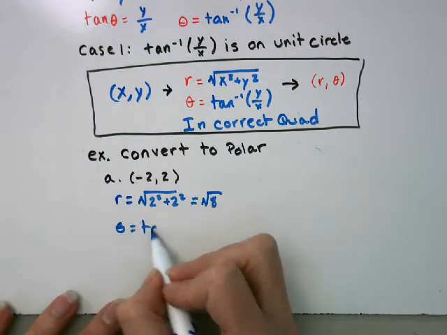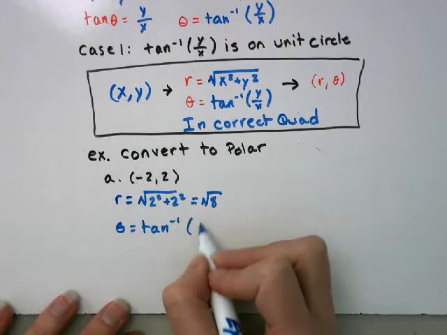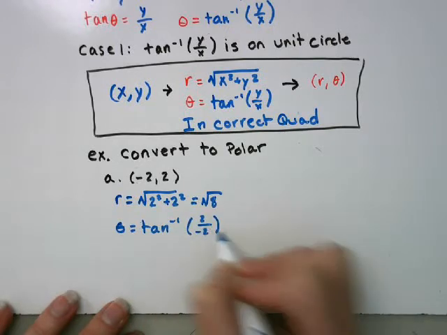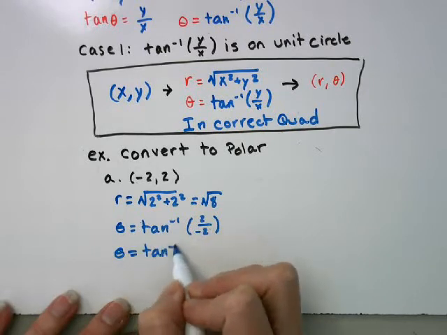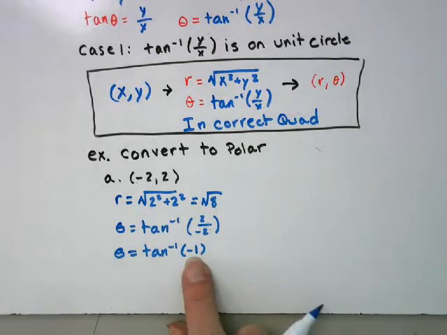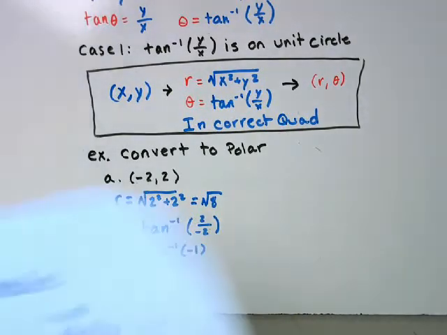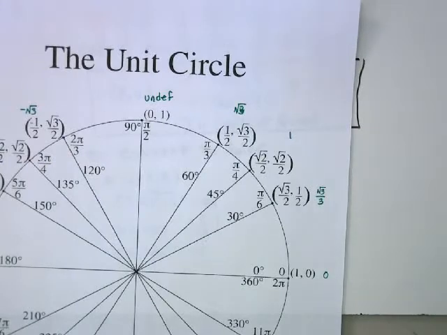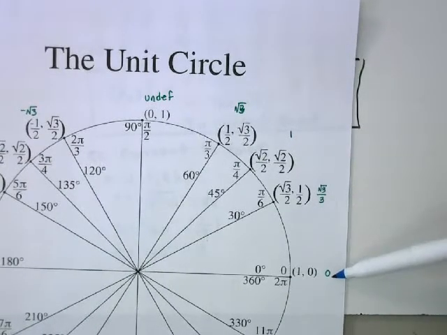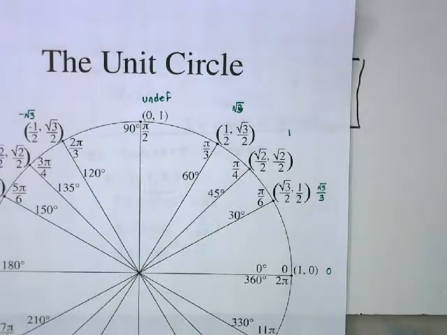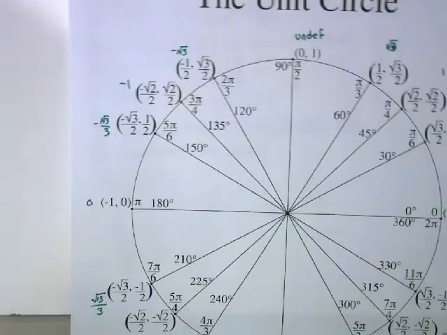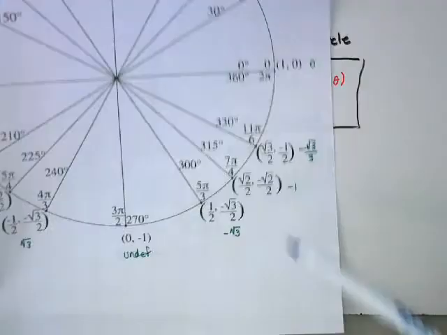Next, my theta will be the tangent inverse of 2 over negative 2. So we're looking for the tangent inverse of negative 1. If this is on the unit circle, that's what we're going to use, and negative 1 is on the unit circle. So our values for tangent are 0, root 3 over 3, 1, root 3. So we're looking for the negative ones, which is going to occur here and here.